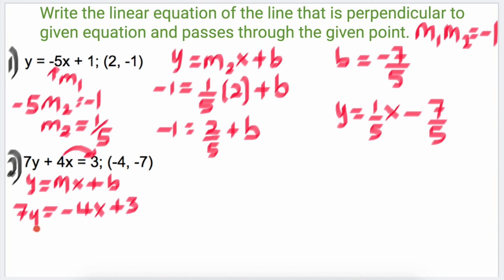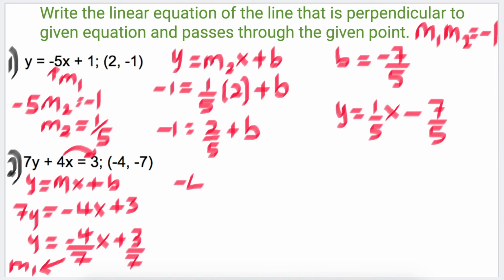To isolate the y variable, we need to divide both sides by 7, and so y is going to be equal to negative 4 over 7x plus 3 over 7. So we can see here that our slope is going to be negative 4 over 7. This is the slope that we're going to use to figure out the slope of the perpendicular line. So if I multiply negative 4 over 7 times the second slope, I should get a negative 1.